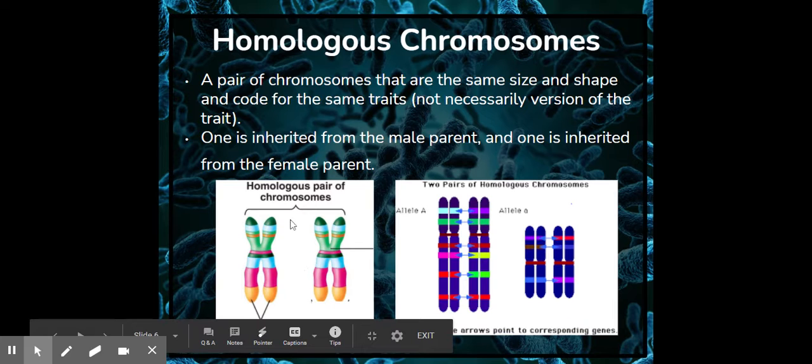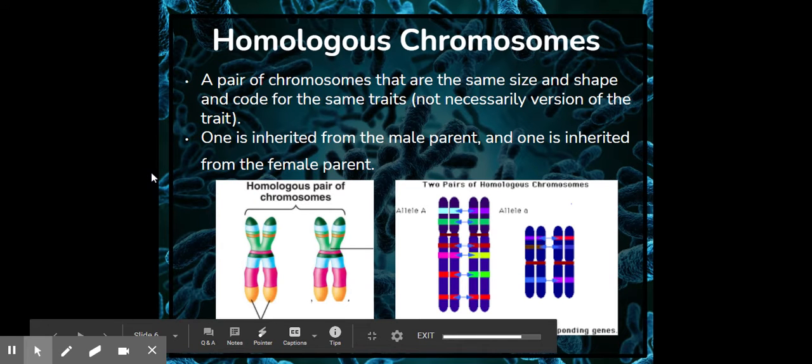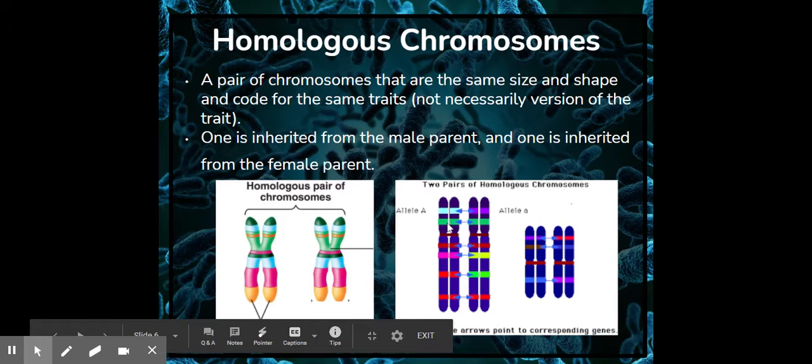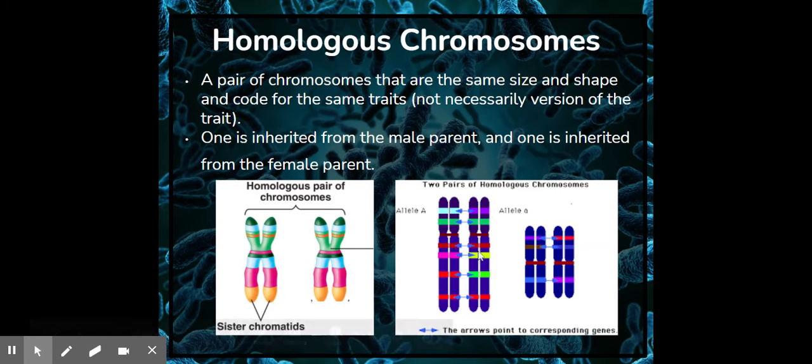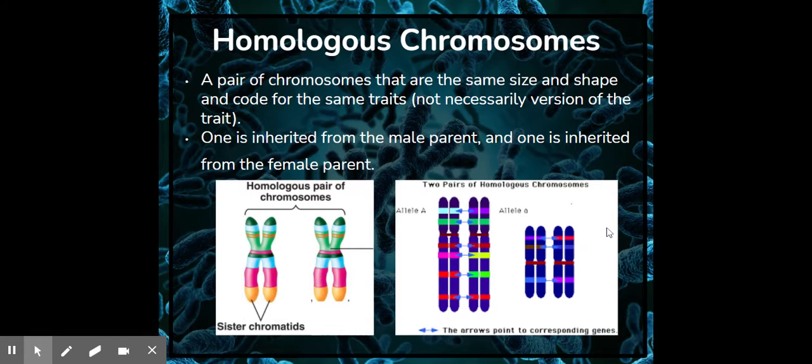Okay, so remember we have the sister chromatids here. These are the homologous pairs. And then each of these bands is coding for a certain trait. These are the alleles.